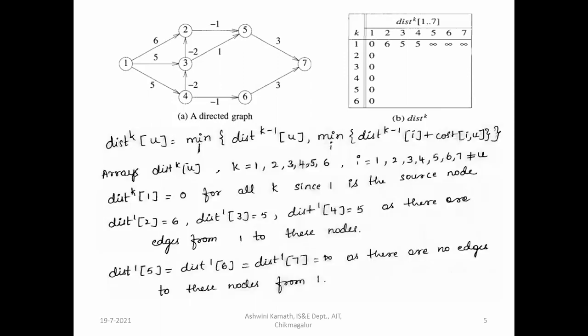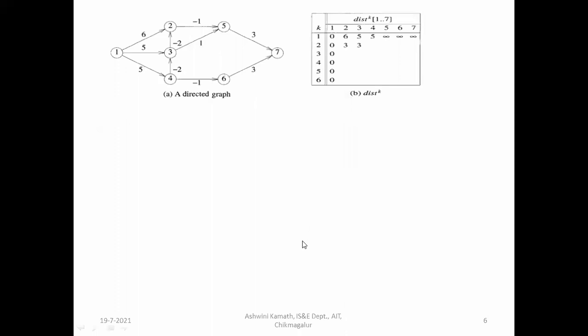So distance k of u is equal to the minimum value over i. This is the formula: distance k minus 1 of u, which we take from the table, then distance k minus 1 of i plus cost of i to u. So we have to consider arrays for distance k of u. This is one array.